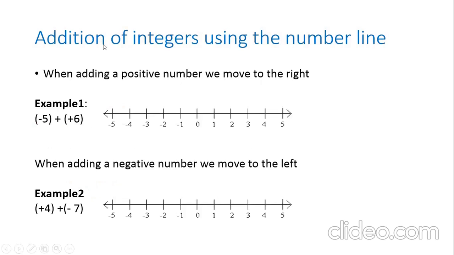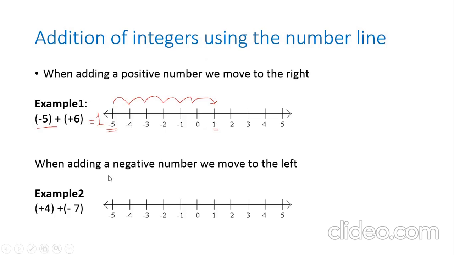Now let's talk about addition of integers using the number line. So when adding a positive number, we move to the right. For example, here we have -5 plus 6. We are adding a positive number, which is +6. So first of all, we take the first number and we locate it on the number line. It's -5, it's here. And then we move 6 steps to the right of -5. So 1, 2, 3, 4, 5, and 6. We finish here. So the result in this case is -1.